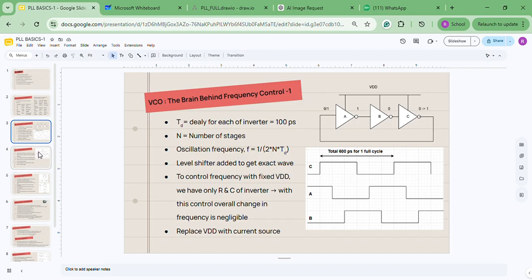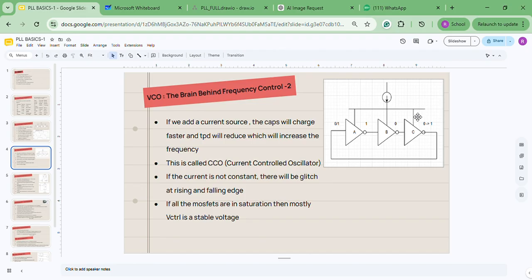How is VDD controlled? We will replace the VDD with a current source, and this current source will be controlled by an external voltage source.